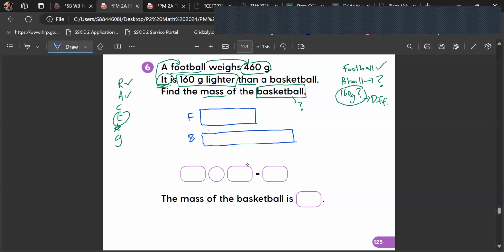Now, Haziq said 160 grams. Where should I write 460? 460 should be at the football here, 460 grams. So where should I write 160? Is it here? Is it correct? No, that's not correct. It's not here. Then where's 160?